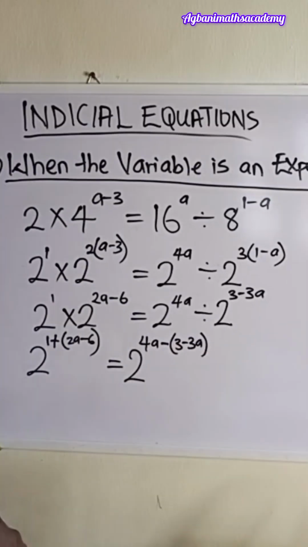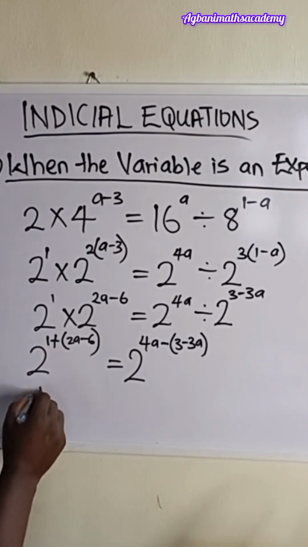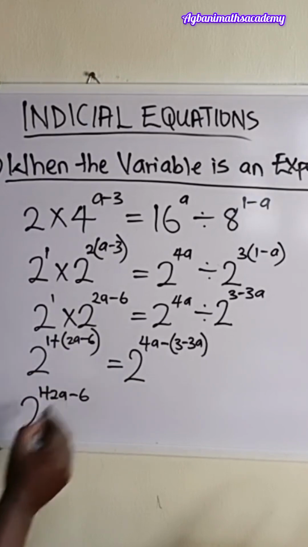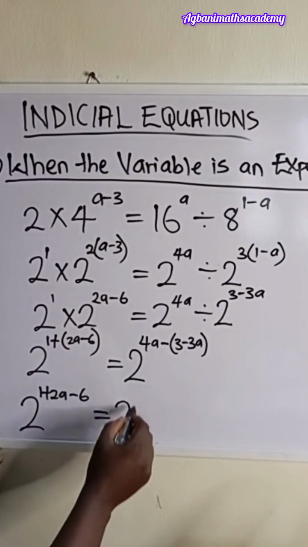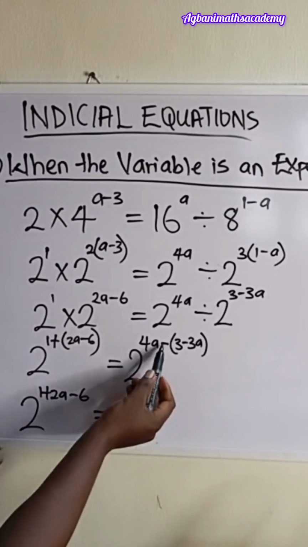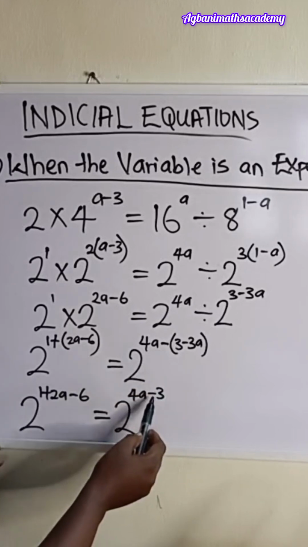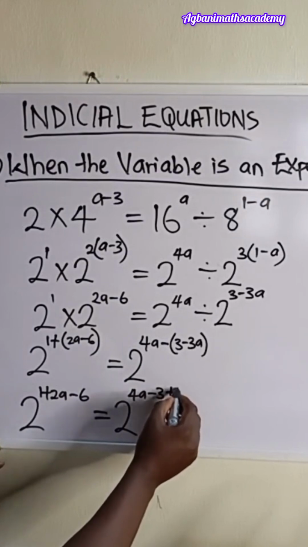Okay. So next, let's eliminate this bracket here. So plus times plus will give you plus. So we have 2 to the power of 1 plus 2a. Plus times minus will give you minus. So we have minus 6. Is equal to 2 to the power of 4a. Minus times plus will give you minus. So we have minus 3. Sorry, minus times plus will give you minus. Yeah. And then minus times minus will give you plus. So we have plus 3a.